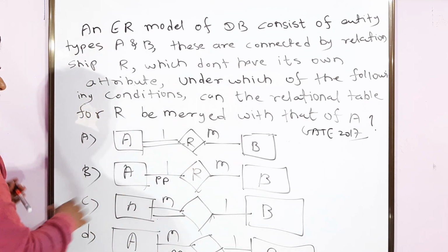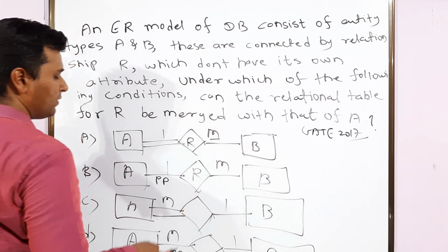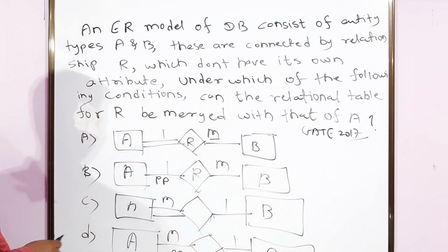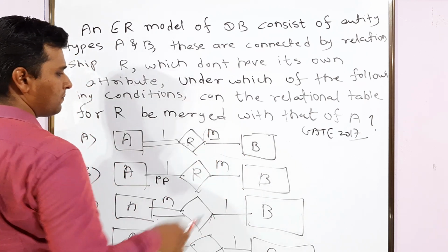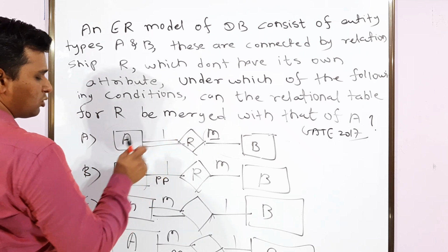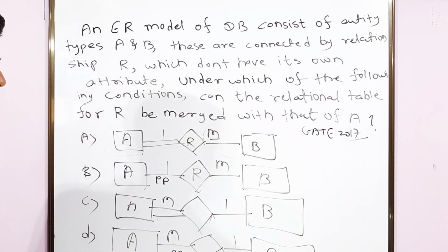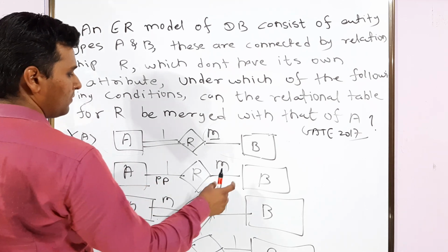Now this is total participation, a one to many relationship. So the many side is B. In this case we could modify either the B side table or the A side table, because it is one to many as well as total participation. So here ambiguity arises, so this is not the option. B option is a partial participation and this is the many side.